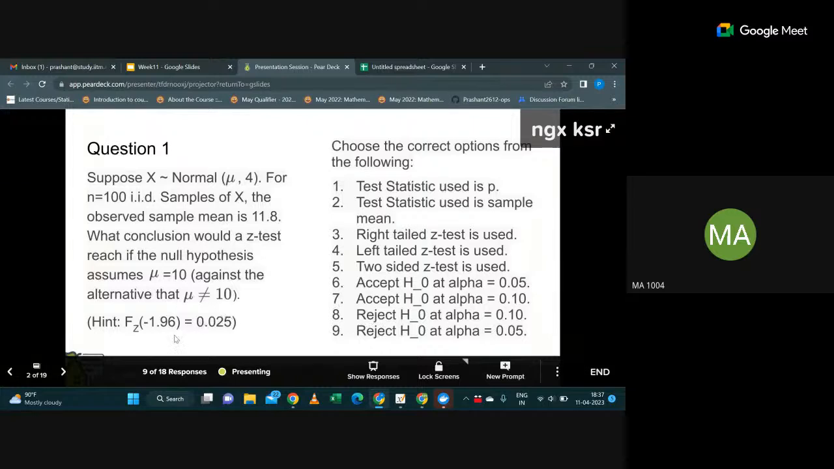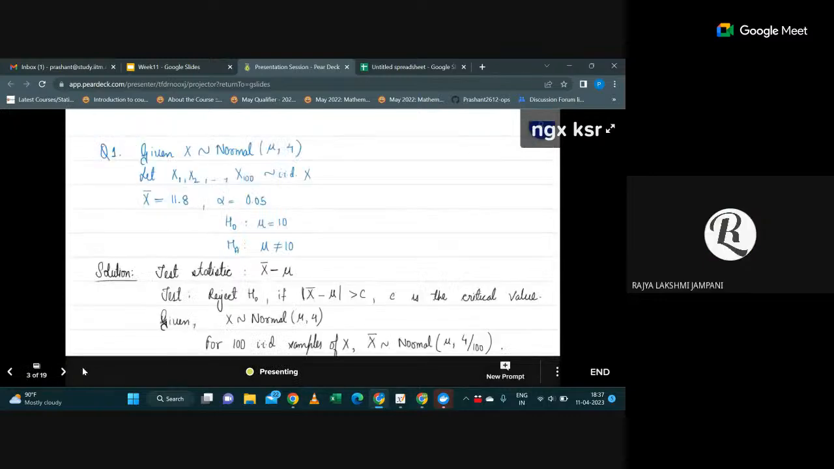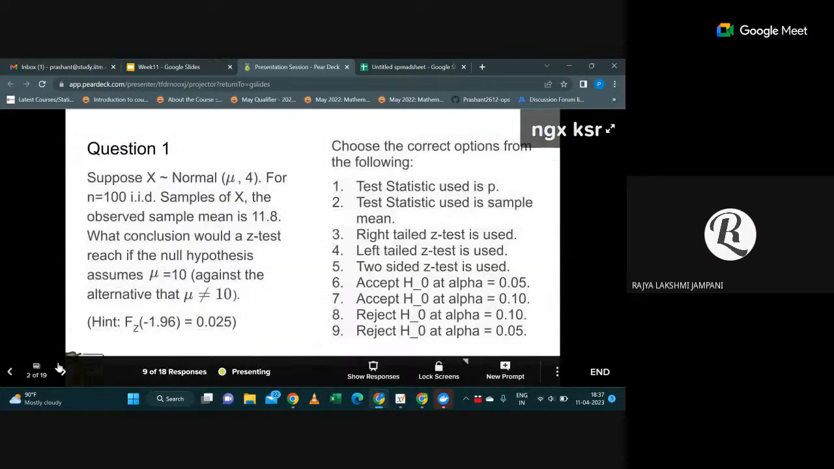So this question is clear to all of you? Sir, can you show the p-value approach? Because using the p-value, you will get the minimum significance level at which we will reject. Not this question, I'm asking generally. Okay, we'll do that.